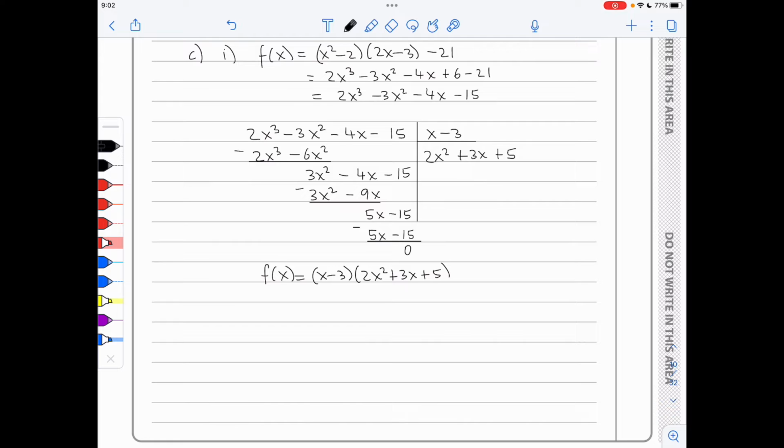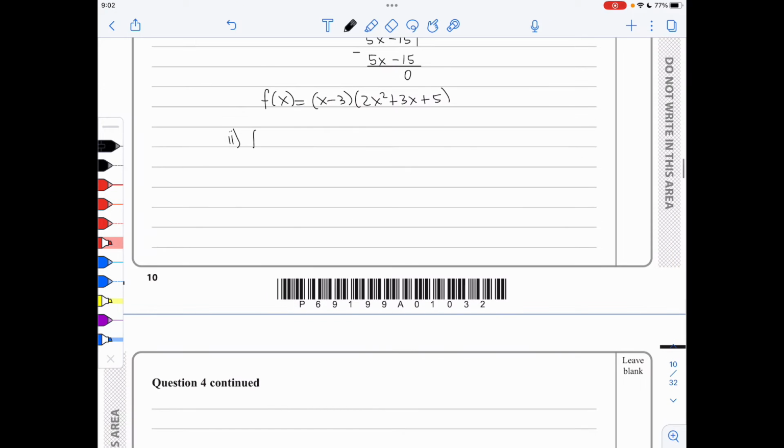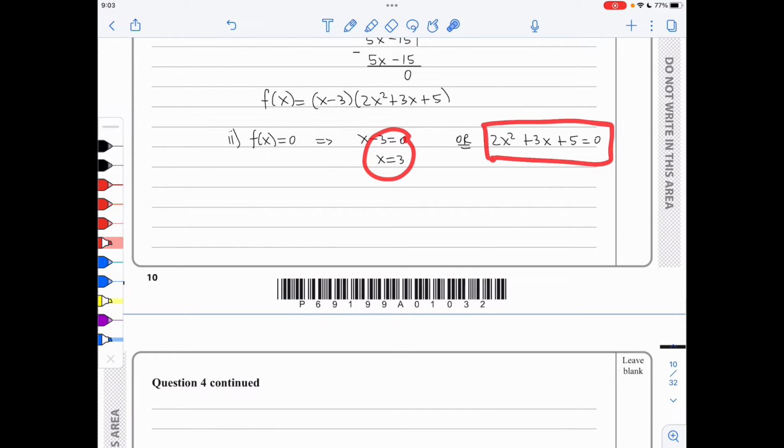And then to show that f of x has only one real root, we could say that f of x is 0 means that either x minus 3 is 0, so x is 3, or 2x squared plus 3x plus 5 is 0. Now, knowing that we're only looking for one real root and we already found x equals 3 to be that root, then this means that this quadratic here should not be giving you any real roots.